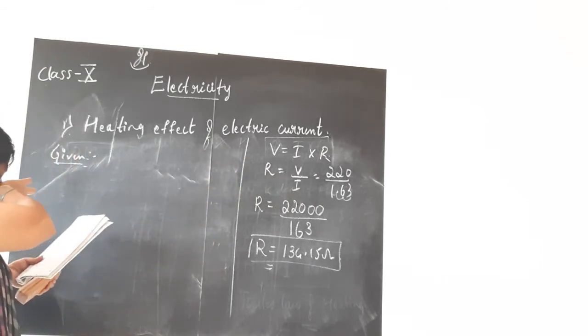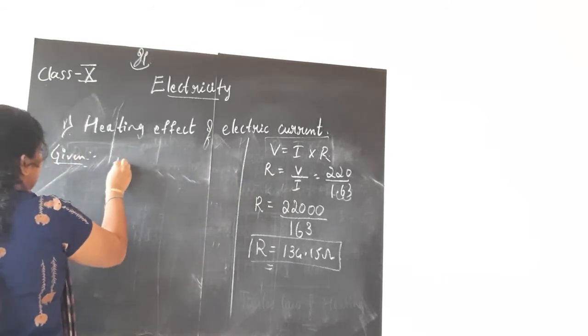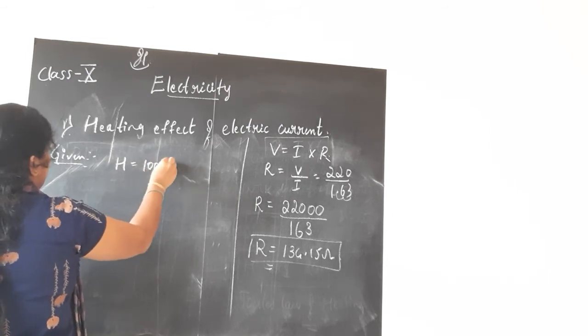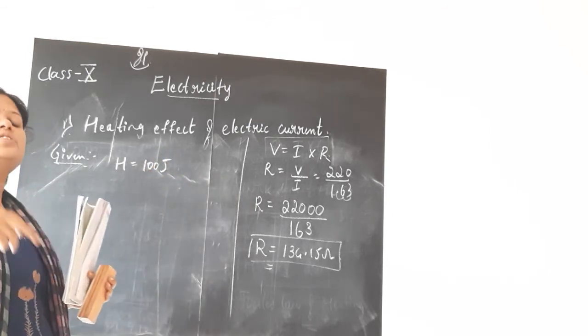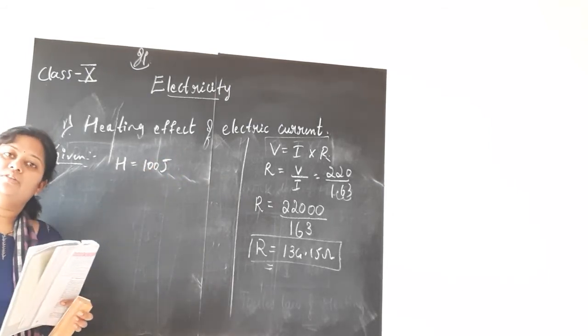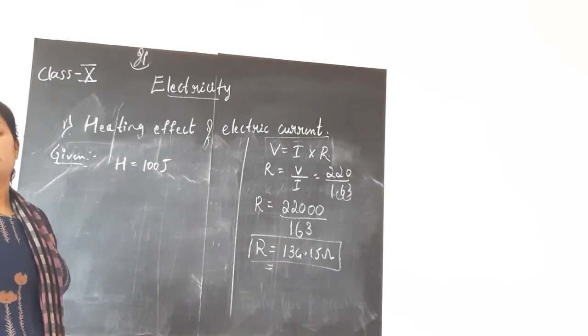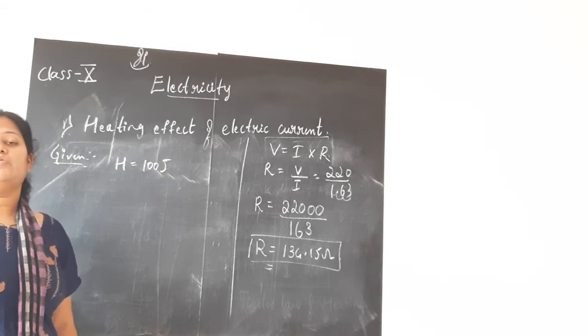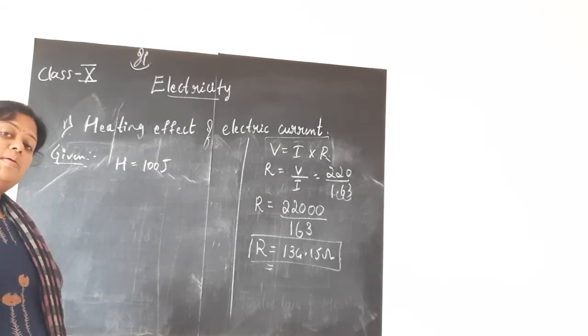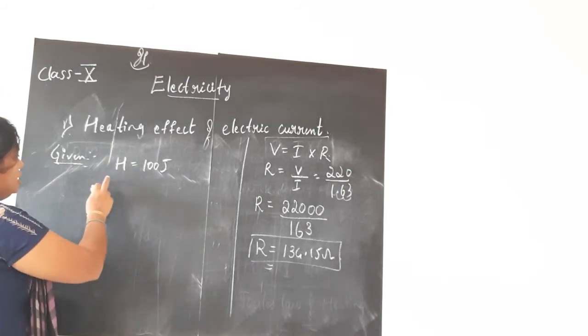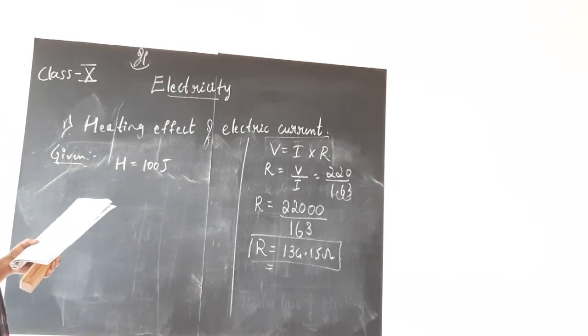Let us write the given data. 100 joule of heat is produced means unit of heat as well as work done, both are joules. That is why, while deriving the formula for Joule's effect of heating current, H is equal to I square RT, we replace W by H. So H is 100 joules.